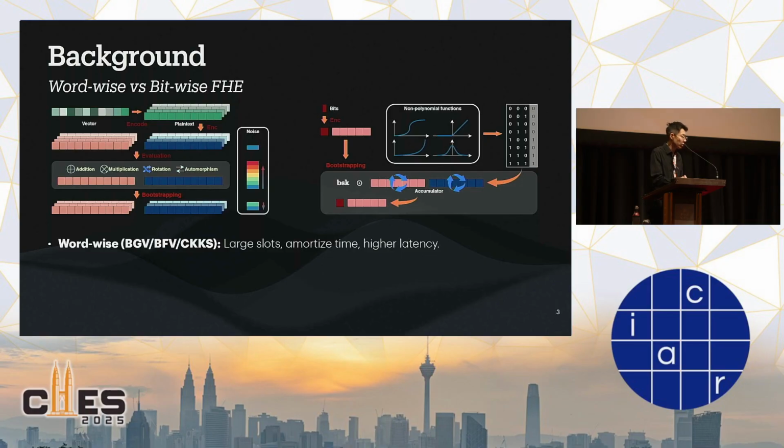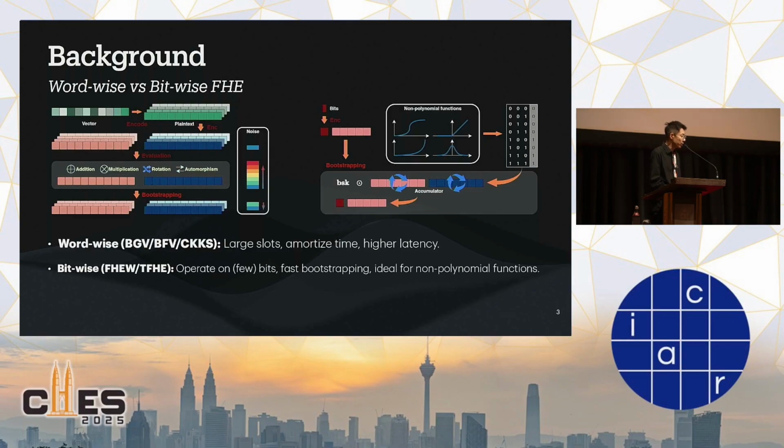For bitwise schemes, this is implicit because they can only encode a few bits. So for a large number, like a 64-bit integer, for bitwise schemes we should manually divide them into slices and do manual encoding.